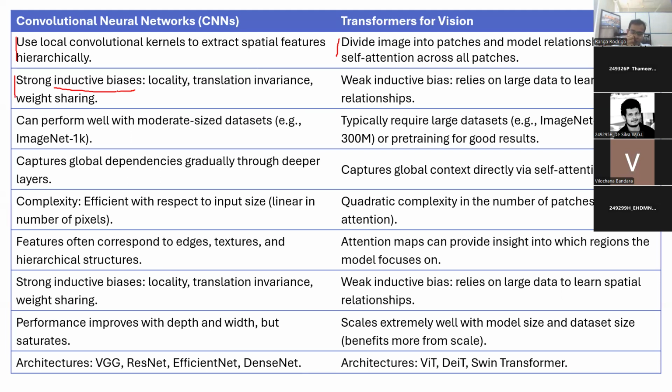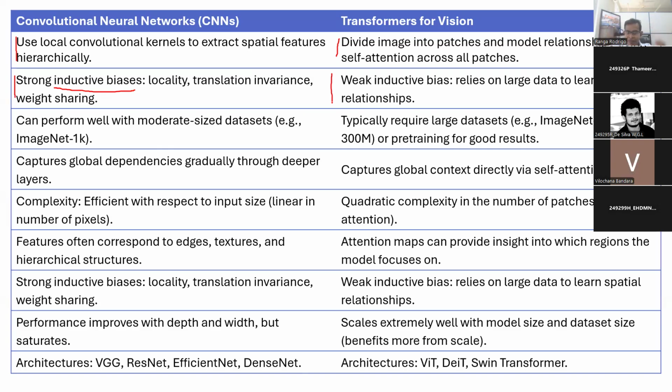But the transformers do not have such a strong inductive bias. We call it a weak inductive bias. So it's a much more general computational mechanism than the convolutional neural networks. So when it becomes general, you have to train it.